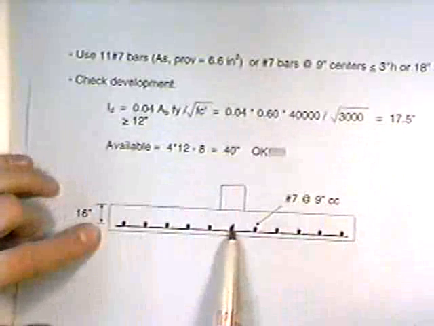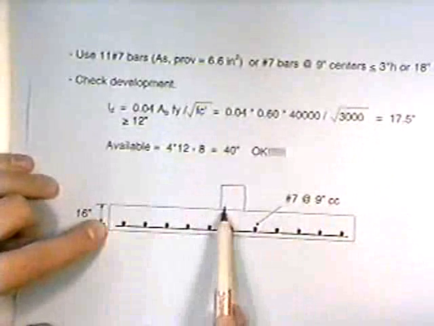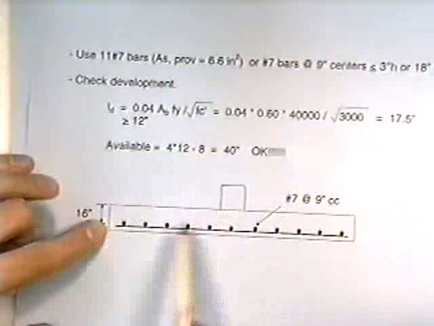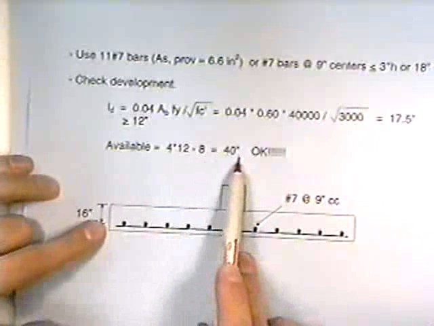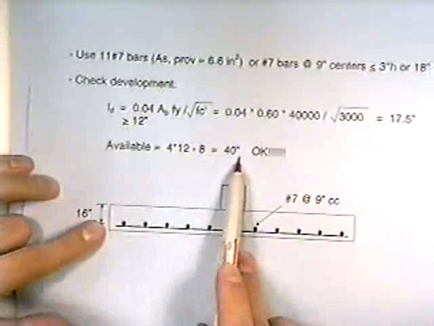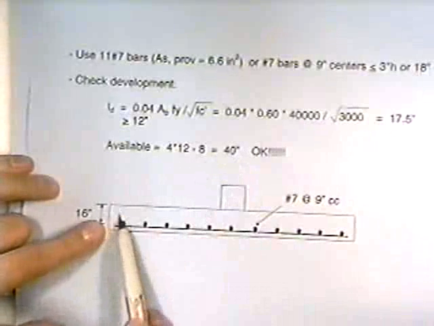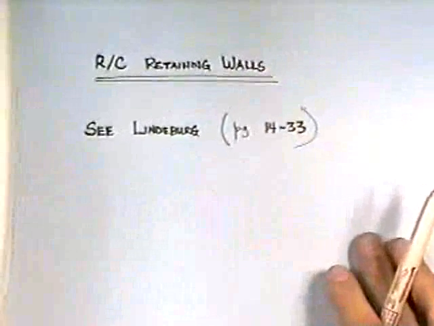Well, what do you have available? The distance from the end to the face of the column: it's 4 feet to the center of the column, minus half of the column, which is 8 inches. This gives me 40. If it was less, you can provide a hook on the end. Right. All right. That's basically it for retaining walls.